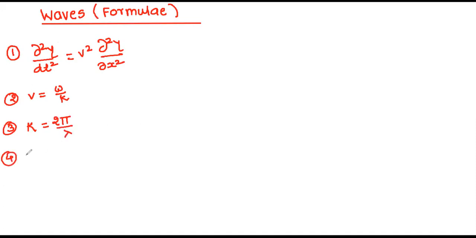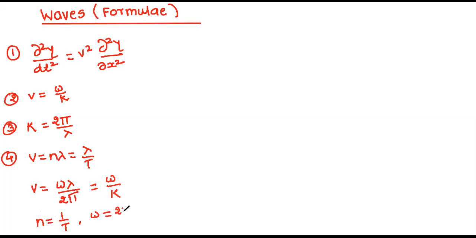Next formula, v is equal to n lambda, and that is equal to lambda by T, because n is 1 by T. Next, v is also equal to omega lambda by 2 pi, and that is equal to omega by k, as already I have written here. So one more formula, that is n is equal to 1 by T, and omega is equal to 2 pi n. Yes, so these are some formulas.